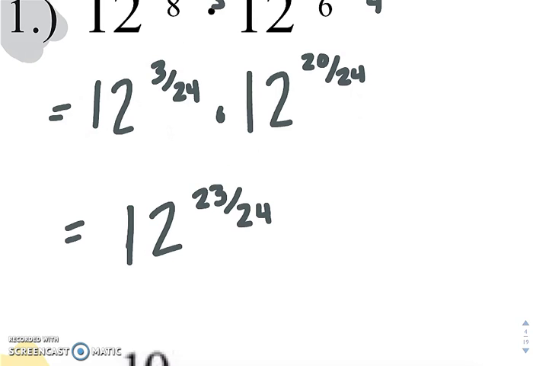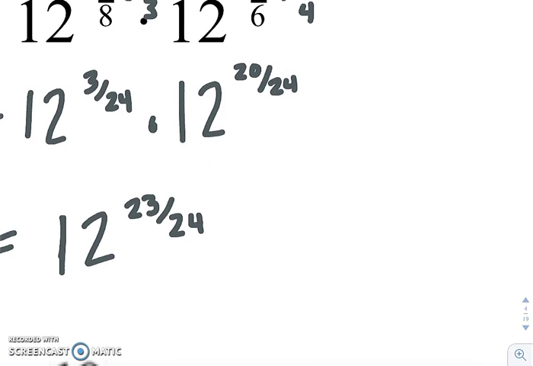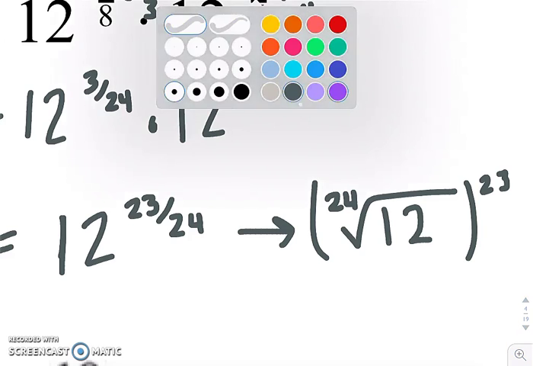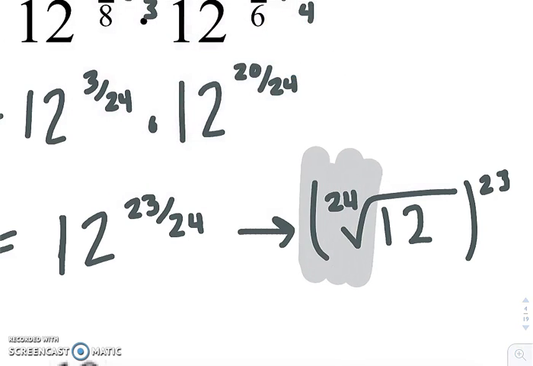Now, what we don't want, just like we don't want negative exponents, we don't want exponents that are fractions. So now that we've made this one term, we're just going to rewrite it in radical form. So the 12 is going to be underneath there. This would be the 24th root of 12 to the 23rd power. So we just rewrite in radical form. But you have to know your exponent rules and how to work with fractions.